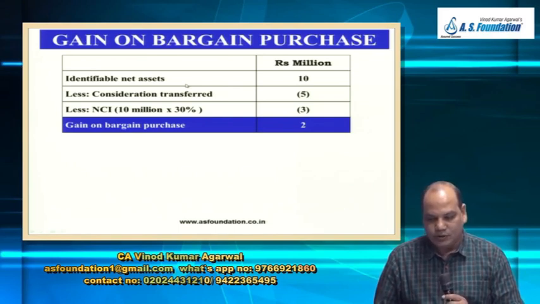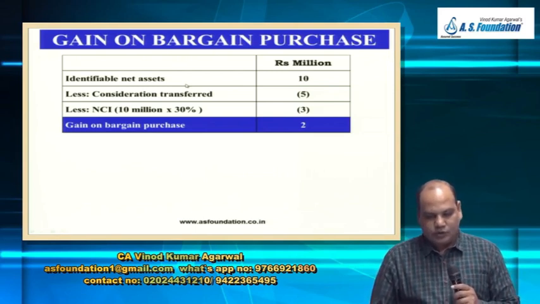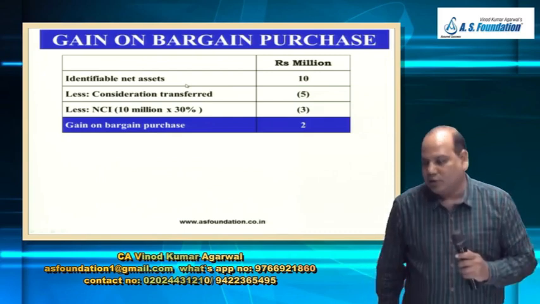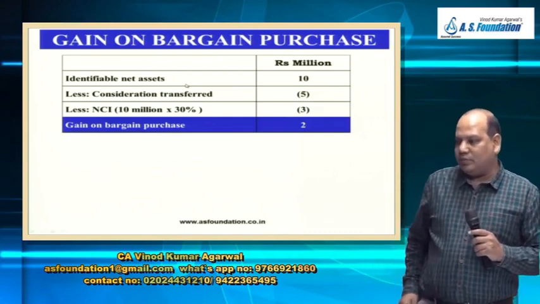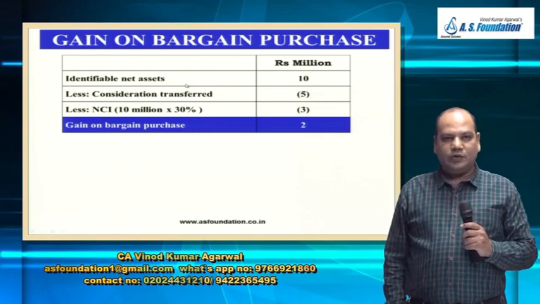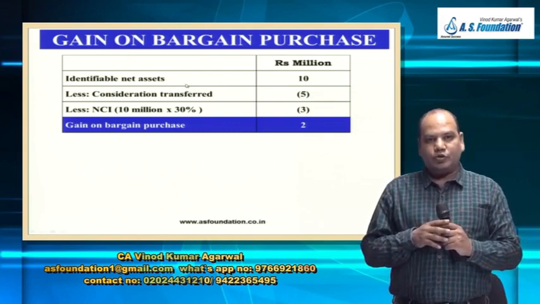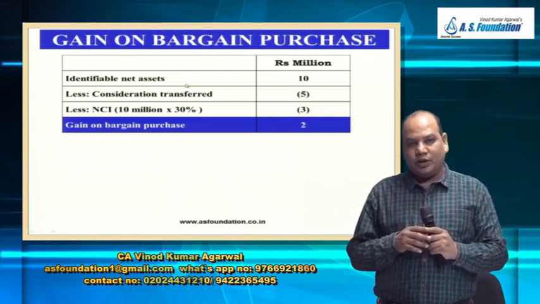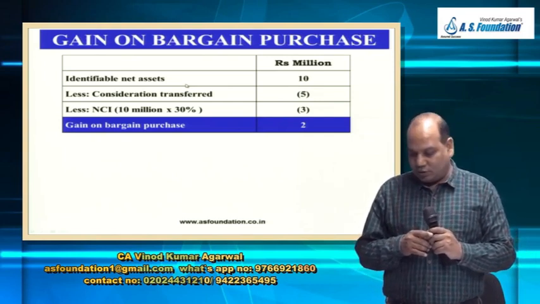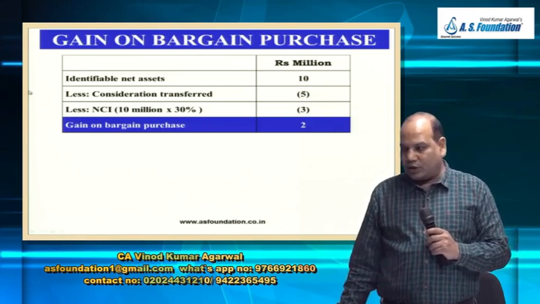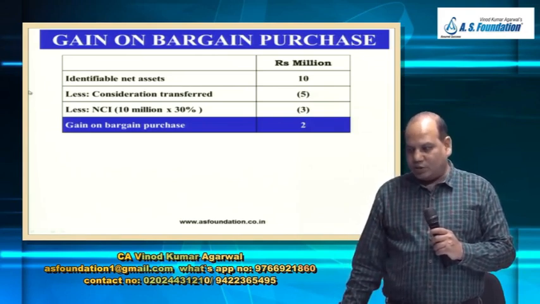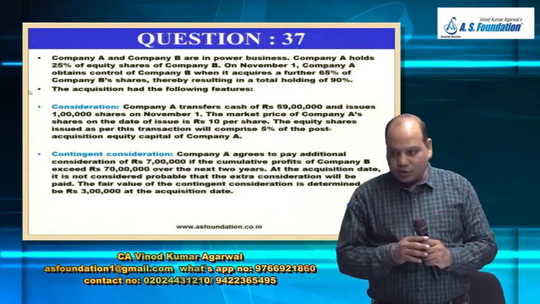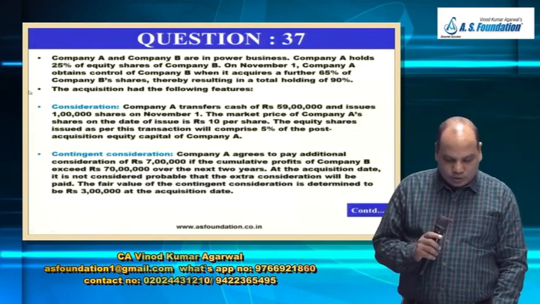And point C, less NCI, 10 million into 30%. Proportionate share in net asset. 10 million is the net asset into 30%, 3. Therefore, gain on bargain purchase, GOBP 2 is right. Any query on that? Okay, come to 37 number.